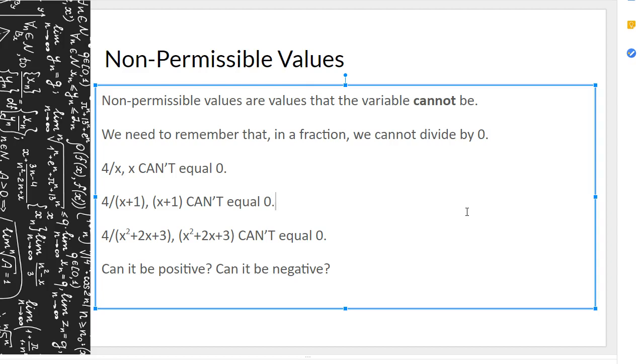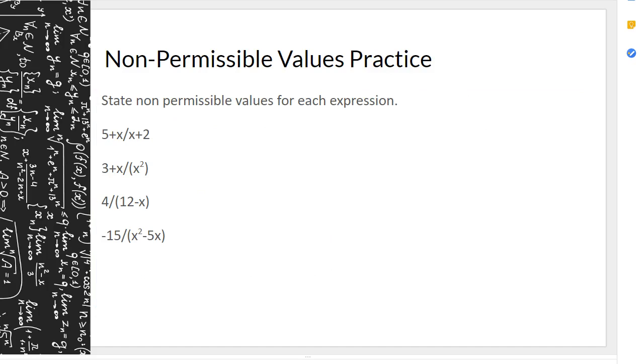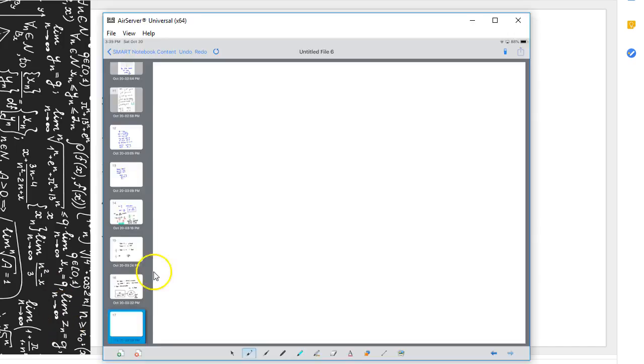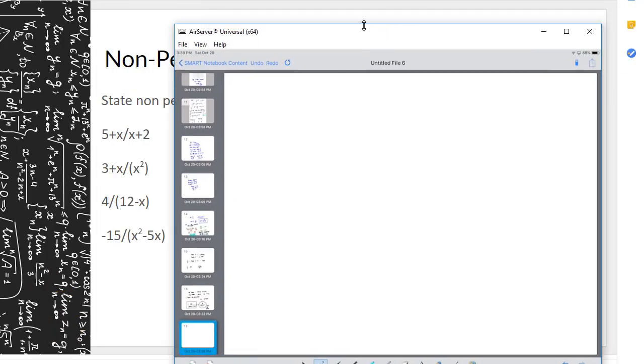In 4 divided by x plus 1, x plus 1 cannot equal 0. So therefore, whatever value of x makes x plus 1 equal 0 is our non-permissible value. In 4 divided by x squared plus 2x plus 3, x squared plus 2x plus 3 cannot be 0. That being said, can a denominator be a positive number, a negative number? Yes, it can be any number, but it cannot be 0. So let's practice that then. State the non-permissible values for each expression. So our first one is 5 plus x.